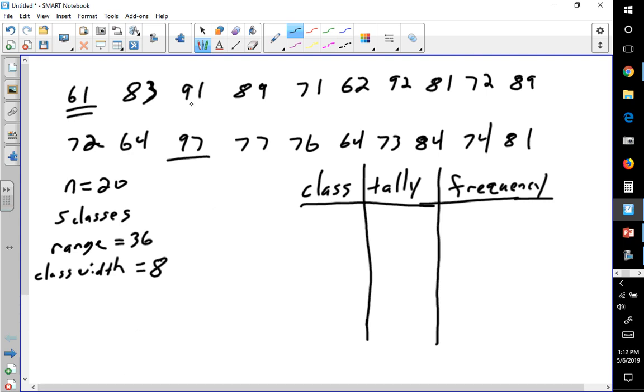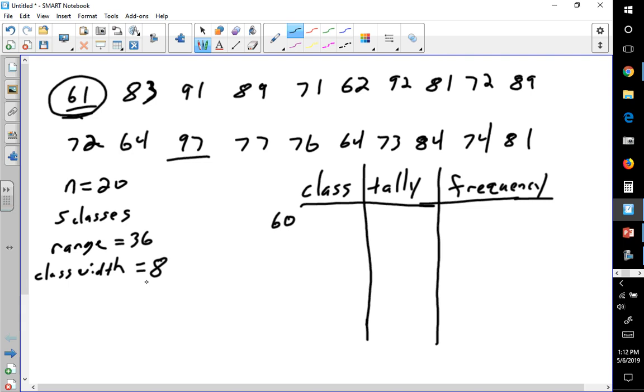So our lowest value is a 61. So we could legitimately use 61 as the lower limit of the first class, or let's just step down to 60. That is up to whoever is making the distribution.